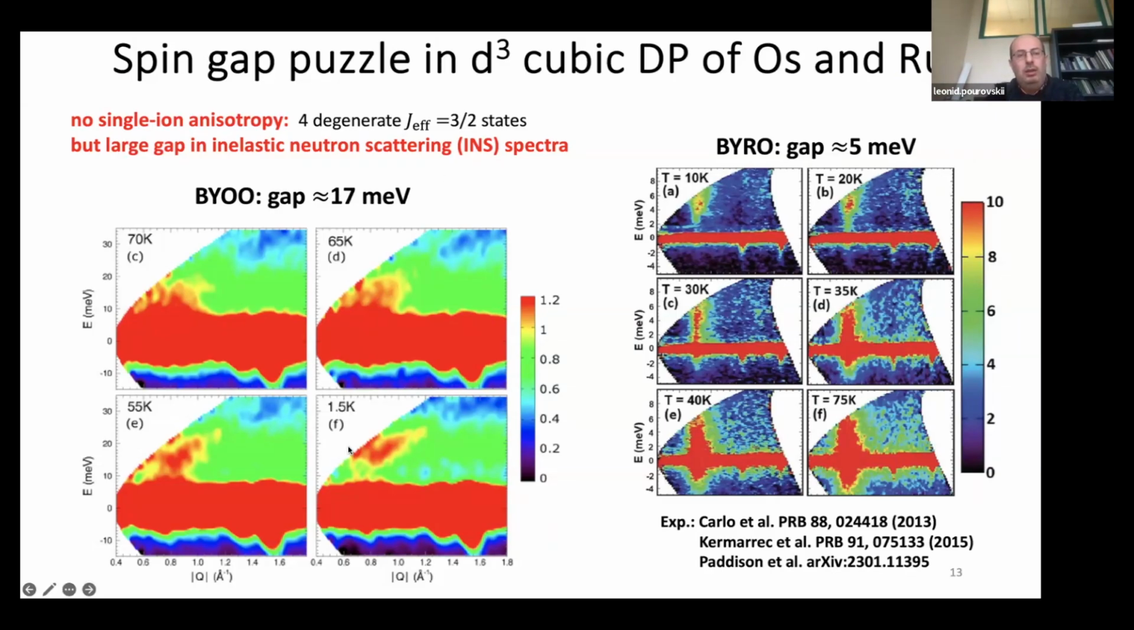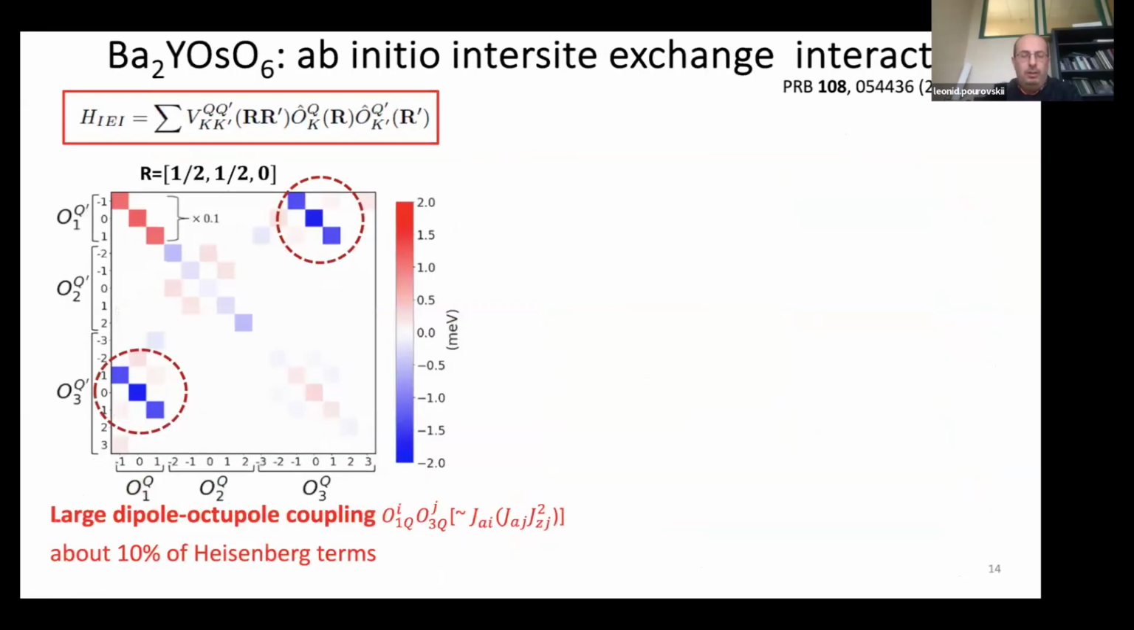And in the osmium compound, the gap is 17 meV. In ruthenium, it is smaller. So the question is, what is the origin of the gap? After doing a DFT plus Hubbard I, I basically applied the technique which I just described to calculate the effective Hamiltonian. So again, it is in this form, and the coupling constant between two neighboring osmium sites connected by this lattice vector is a 15 by 15 matrix. So it's difficult to present just with numbers, hard to see anything.